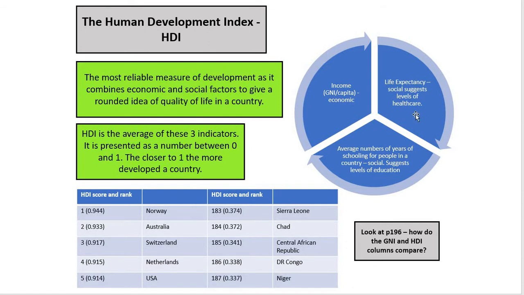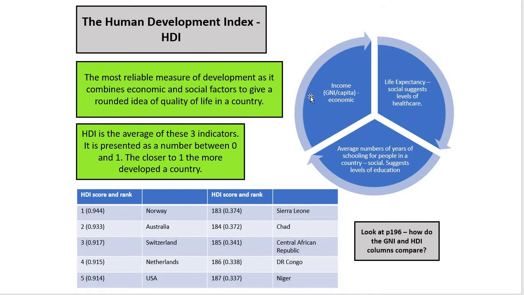It then looks at life expectancy because that suggests what the level of healthcare is going to be like if we look at how long people are expected to live. And it then looks at the average number of years of schooling for people in a country, which is helpful to let us know what the level of education is. So we've got two measures that are social, with the life expectancy and the education, and one measure that is economic, with the GNI. And what it does is it puts these amounts into a formula and it pops a number out of the end.